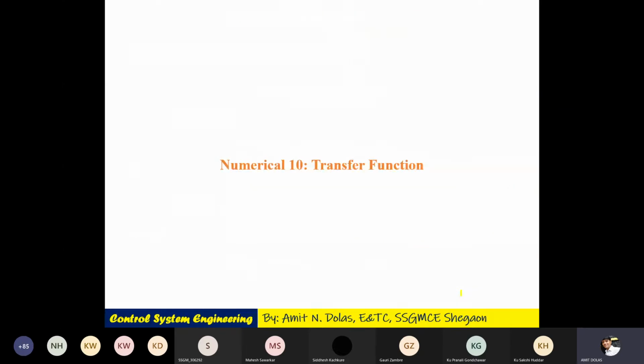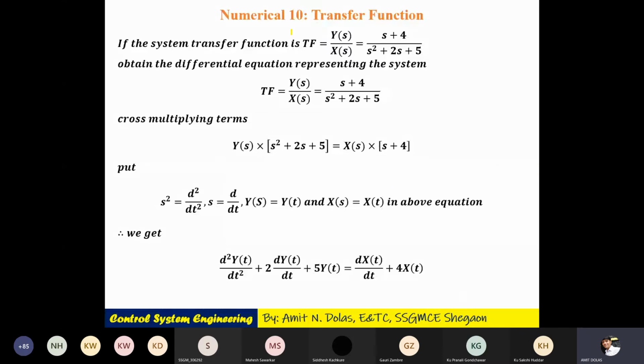Then numerical number 10. If the system transfer function is given, that is Y of s upon X of s, and of course, if it is a transfer function, Y of s is definitely the output and X of s is definitely the input, equal to (s plus 4) divided by (s square plus 2s plus 5). Obtain the differential equation representing the system. Now we have to get the differential equation, which is of course in the time domain. So what will you do? You will do the reverse process.